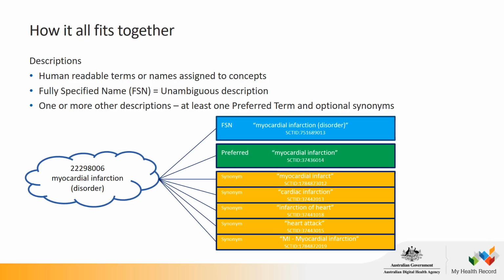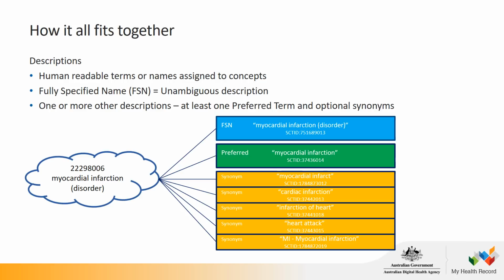There are optionally one or more acceptable synonyms, which are other ways of describing the same concept. In this case, we have myocardial infarction as the preferred term, and we have 5 other acceptable synonyms that alternatively describe this concept, such as myocardial infarct, cardiac infarction, infarction of heart, heart attack, MI. Synonyms are there to aid searching.